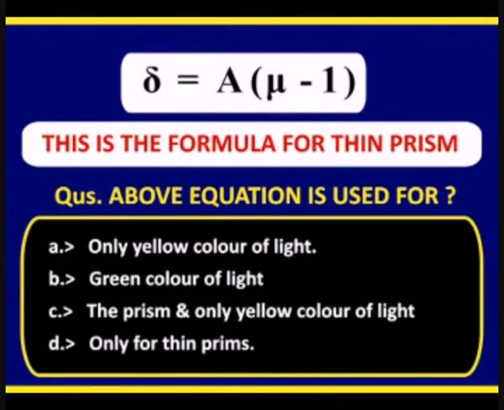The question arises: the above equation, delta equal to A(mu minus 1), is used only for yellow color of light, and only for thin prisms.